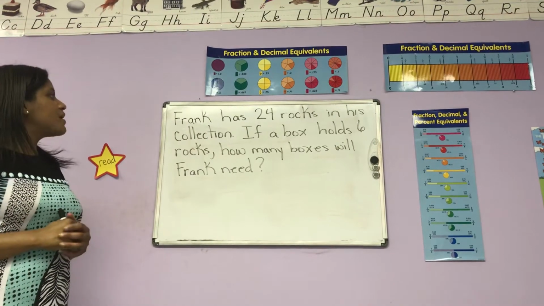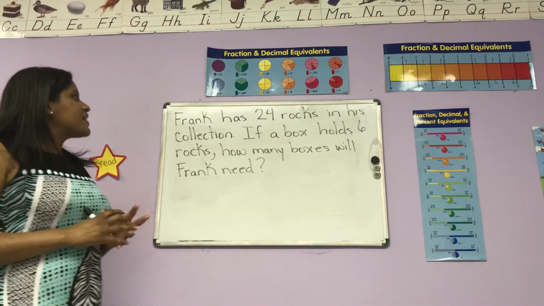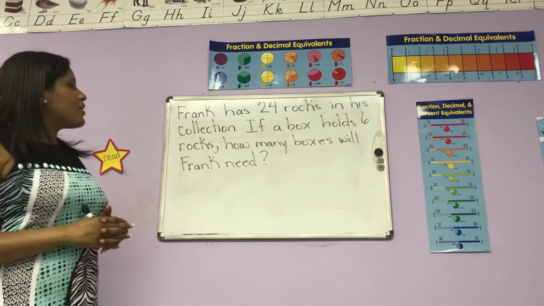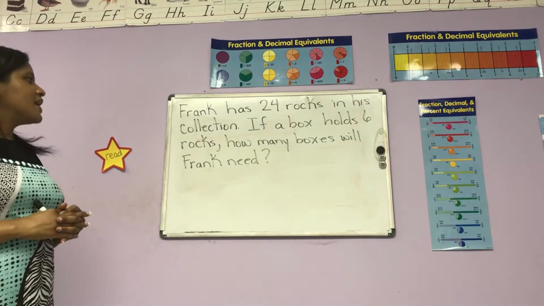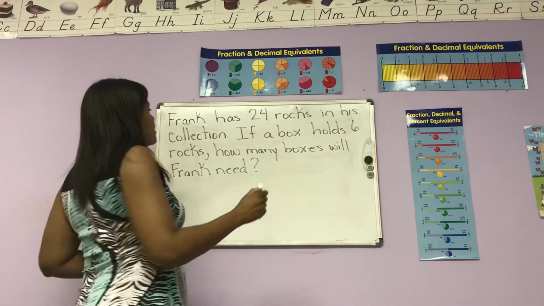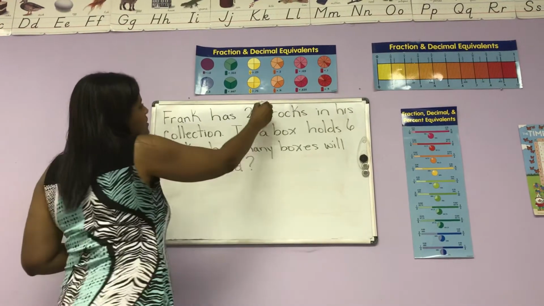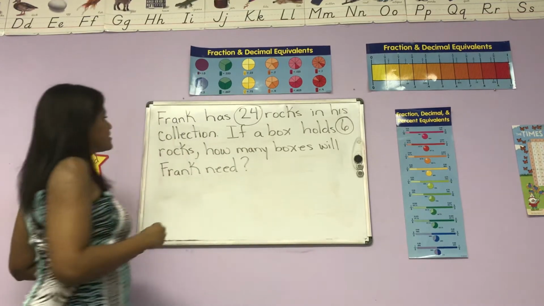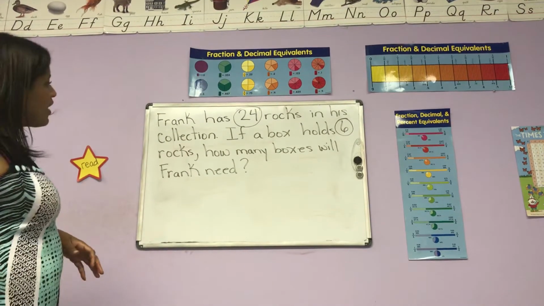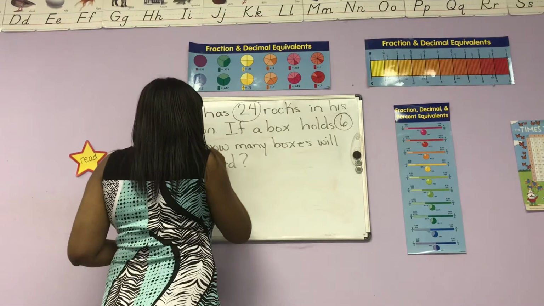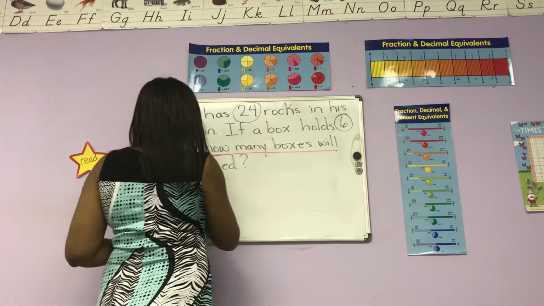All right, so this problem reads, Frank has 24 rocks in his collection. If a box holds 6 rocks, how many boxes will Frank need? All right, so our important numbers, we have 24 and 6. And we want to know how many boxes will Frank need. So we will underline this question.